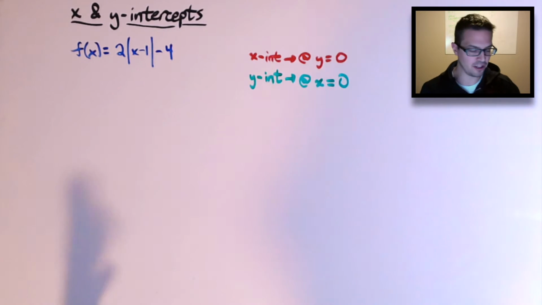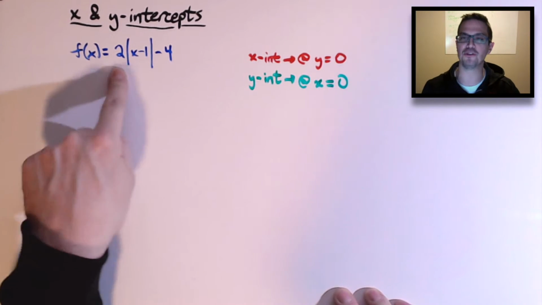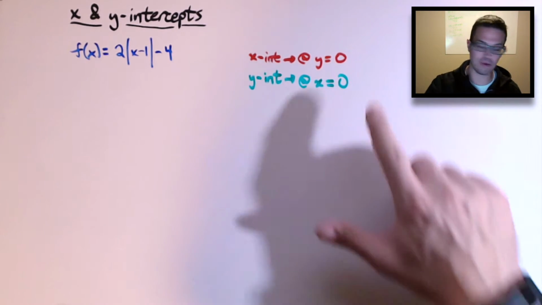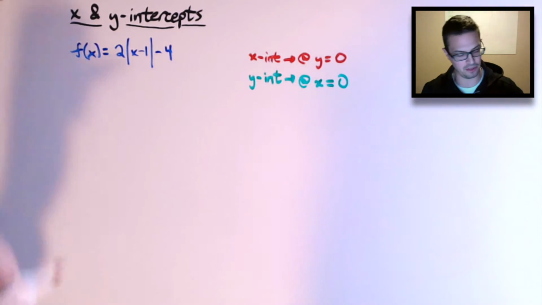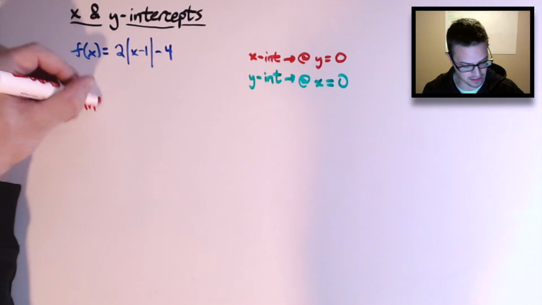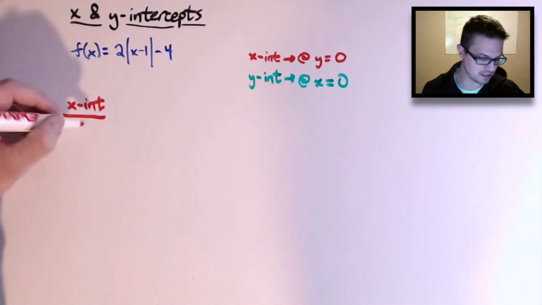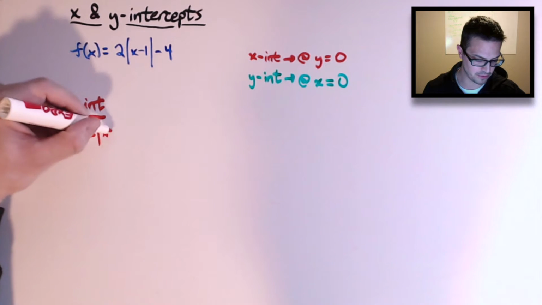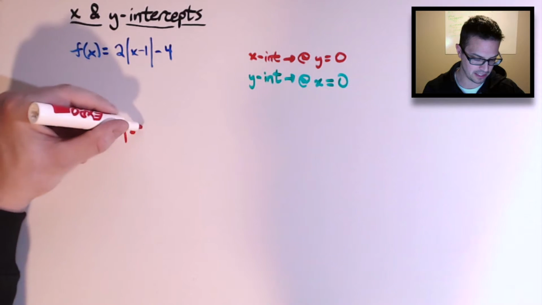All right, so the next problem we're going to look at is this one right here. f of x is equal to 2 times the absolute value of x minus 1, minus 4. First thing I'm going to do is find the x-intercept, so I'm going to label it accordingly to keep everything organized. I'm going to rewrite this in terms of x's and y's. So it's going to be y equals 2 times the absolute value of x minus 1, minus 4.